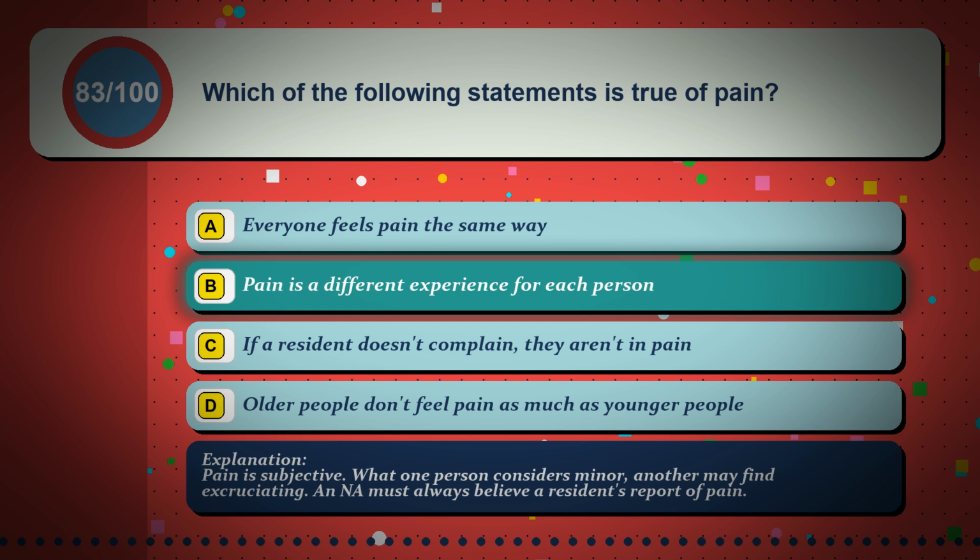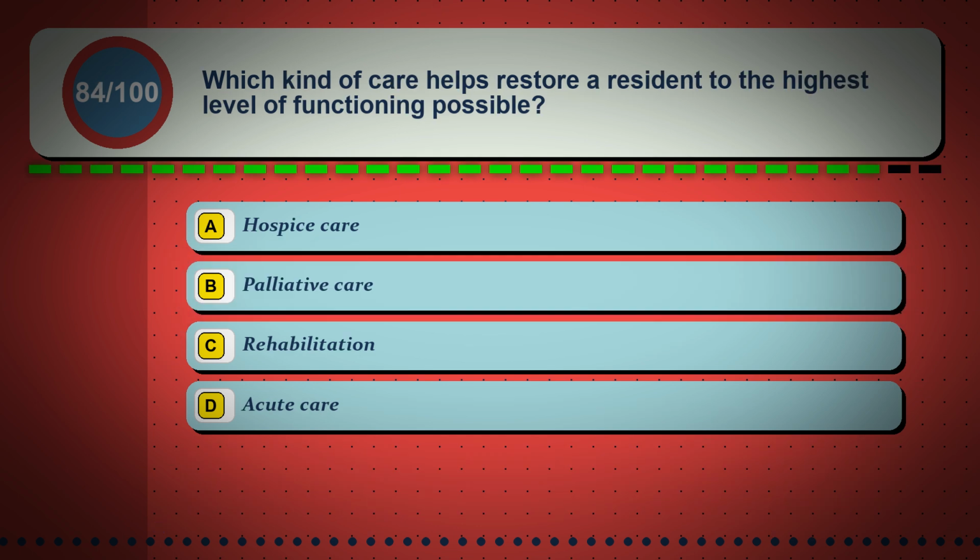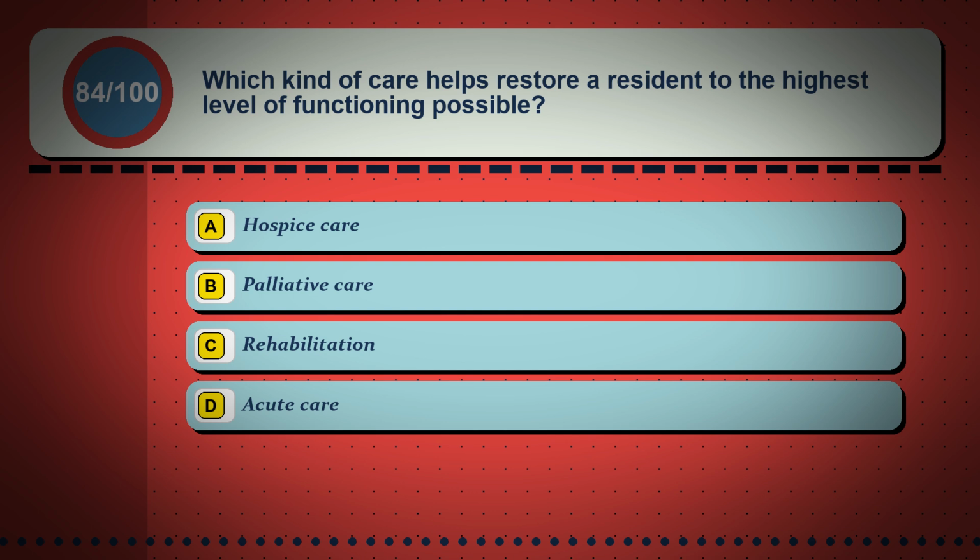Question 84. Which kind of care helps restore a resident to the highest level of functioning possible? Option A. Hospice care. Option B. Palliative care. Option C. Rehabilitation. Option D. Acute care.